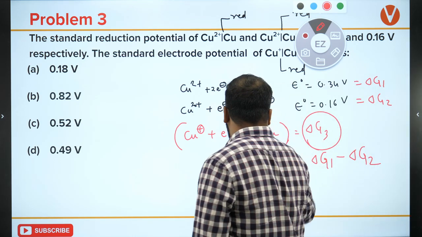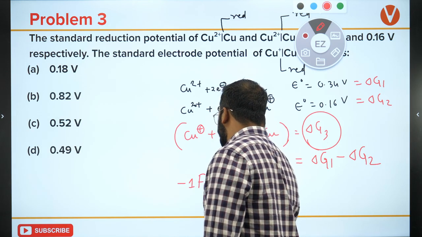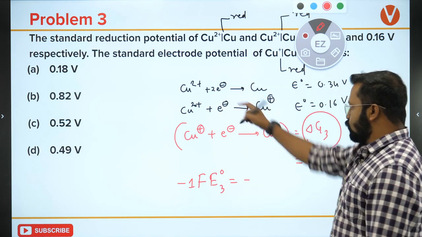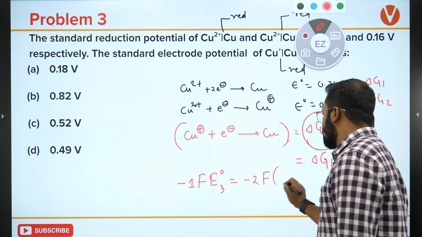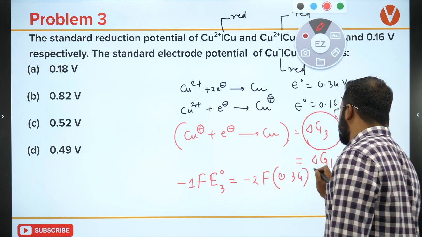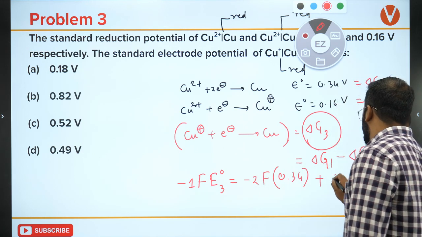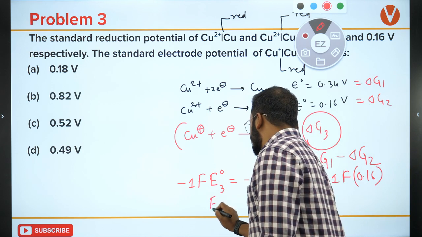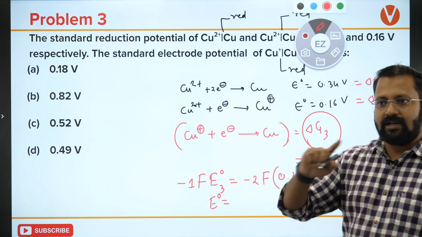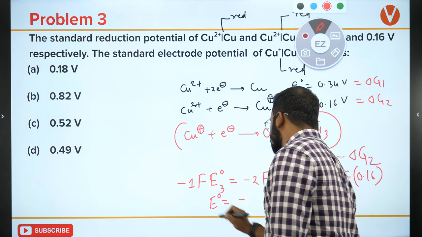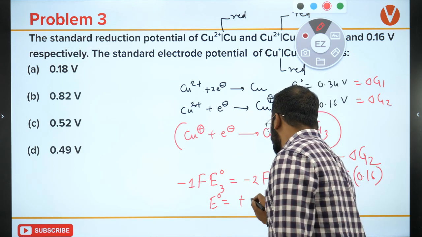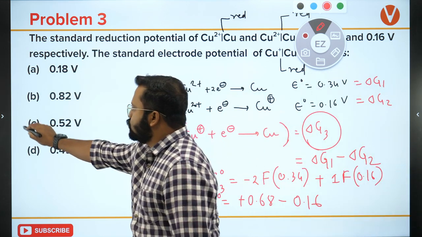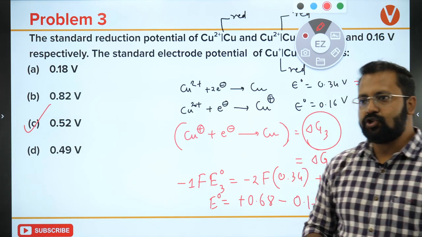Now, how do we solve this? डेल्टा G3 को हम -1 F E naught 3 लिख सकते हैं. डेल्टा G1 के लिए, 2 electrons are used over here, so 2F times 0.34, plus 1F times 0.16. So E naught value will be 0.34 times 2 is 0.68. ये -1 है, मल्टीप्लाई कर देते हैं तो ये प्लस हो जाएगा. 0.68 minus 0.16, answer will be 0.52. The right answer should be C.